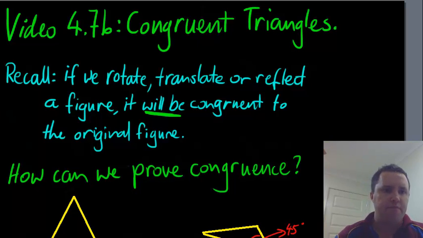Now, the big question you might ask is, how do we prove congruence? I suppose one of the things we should look at is what's the purpose of geometry? What can we do with it? One of the great things about geometry is you can prove things beyond a doubt, that will always be true. And with congruence, we want to be able to prove it. It's not really good enough to just look at it and say, well, it looks the same. How do we know?